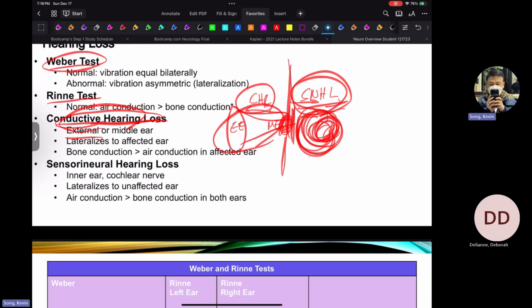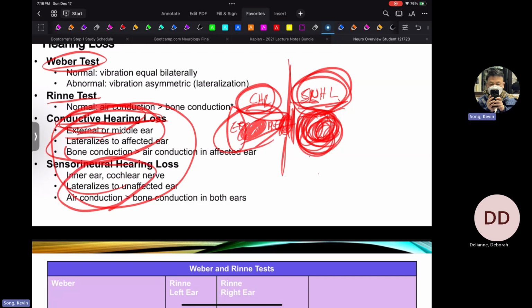Conductive hearing loss can be something like a blocking. Think about some ear wax blocking the external ear canal. Obviously that's the conductive hearing loss. But if there's some damage to the cochlear nerve, that's sensory neural hearing loss. So you need to know where the location is, which one you're talking about. Inner ear, sensory neural, and external or middle ear, conductive.